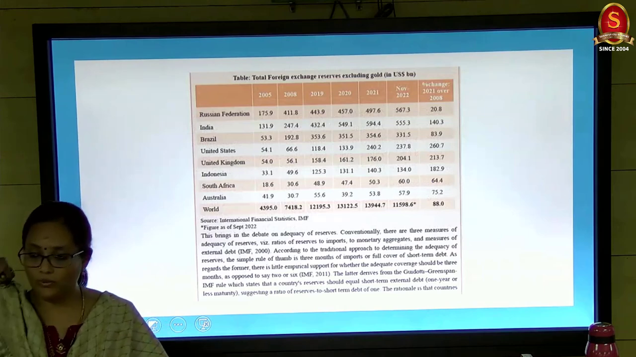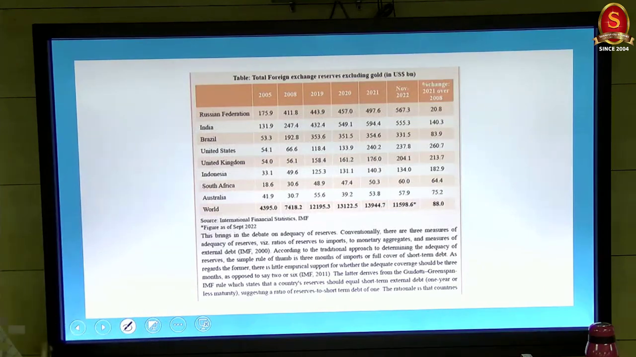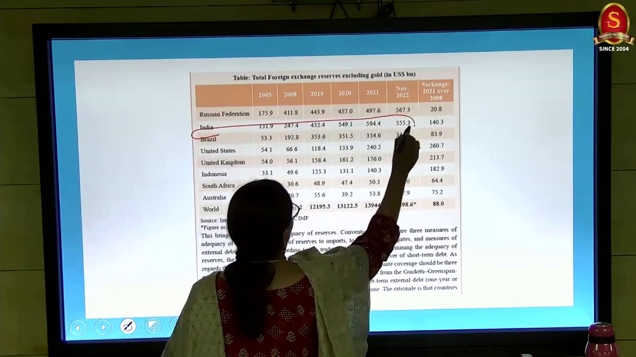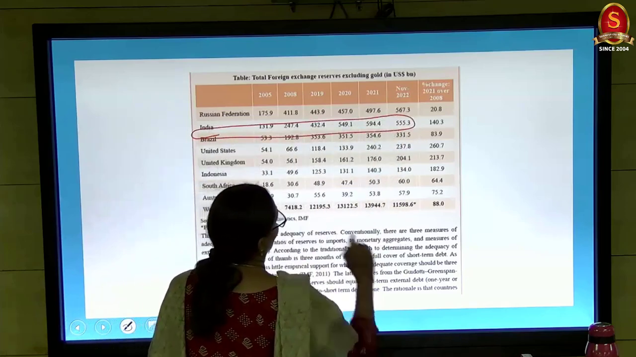On the other day, I mentioned to you the components of foreign exchange reserves. Can you recall back? What is there in foreign exchange reserves? Gold, foreign currency assets. We have to call it FCA, foreign currency assets. Special drawing rights and reserve tranche position. Four things. So this excluding gold, they have mentioned how much of the value is there. Oh, here it is, India. In US dollar billion.